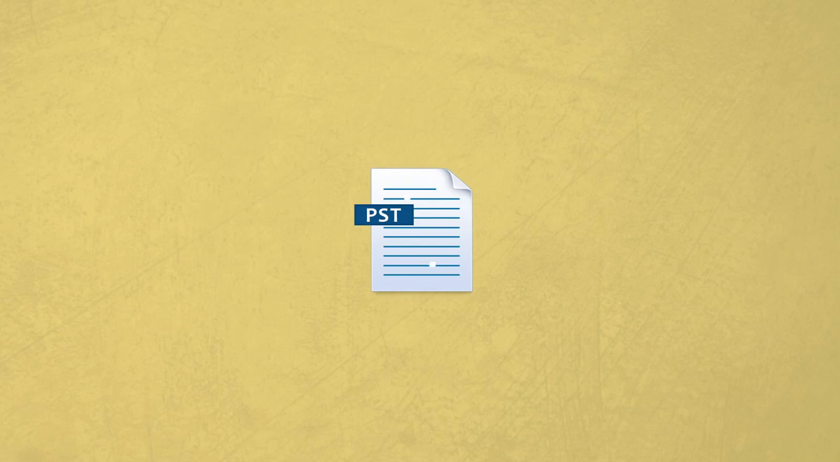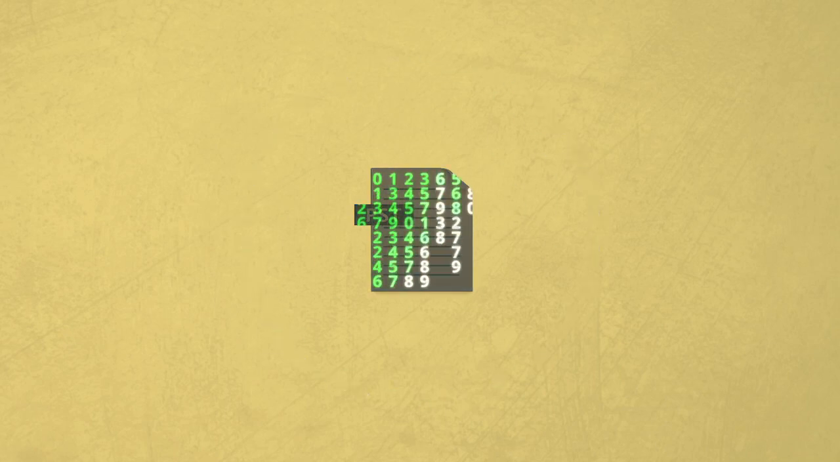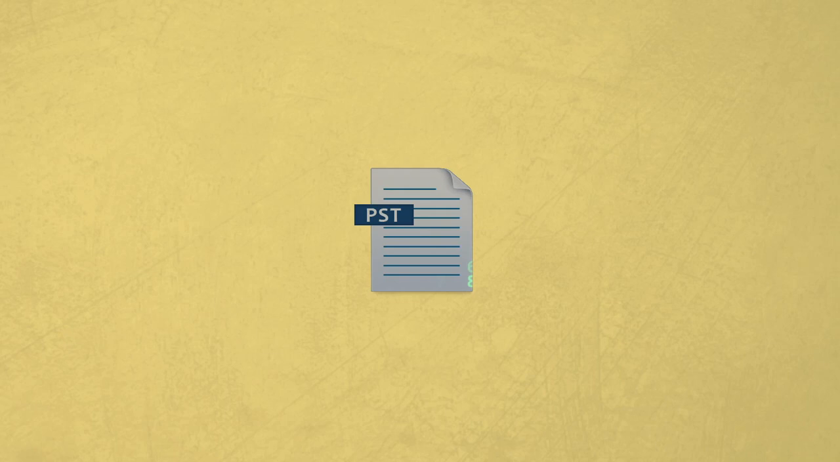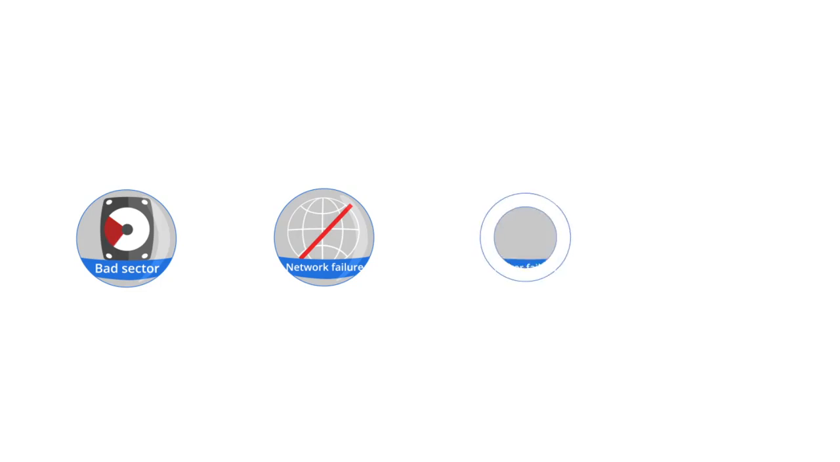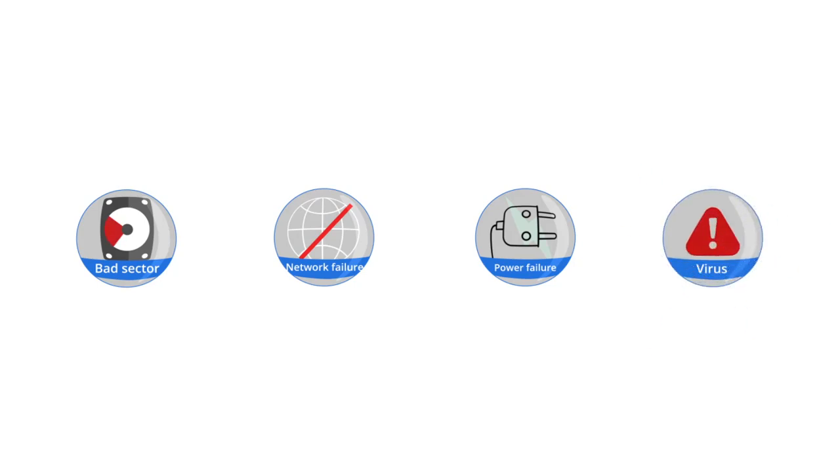PST files are Outlook data files, which store entire user mailbox data, and unfortunately they are prone to corruption. These files get damaged easily. There are many reasons that make your PST files damaged, like hard drives having bad sectors where the PST file is stored, network failure or network breakdown, sudden power failure, or any malicious attack like virus attacks, improper app shutdown, etc.